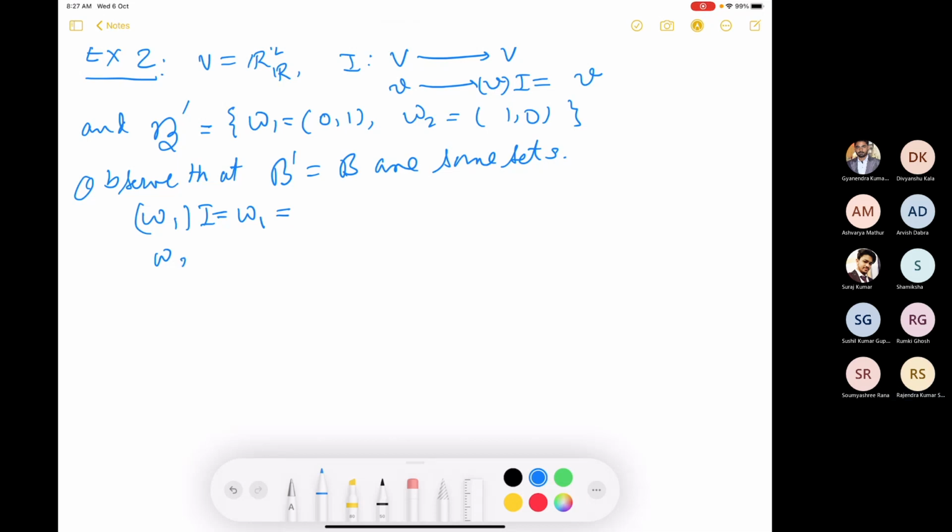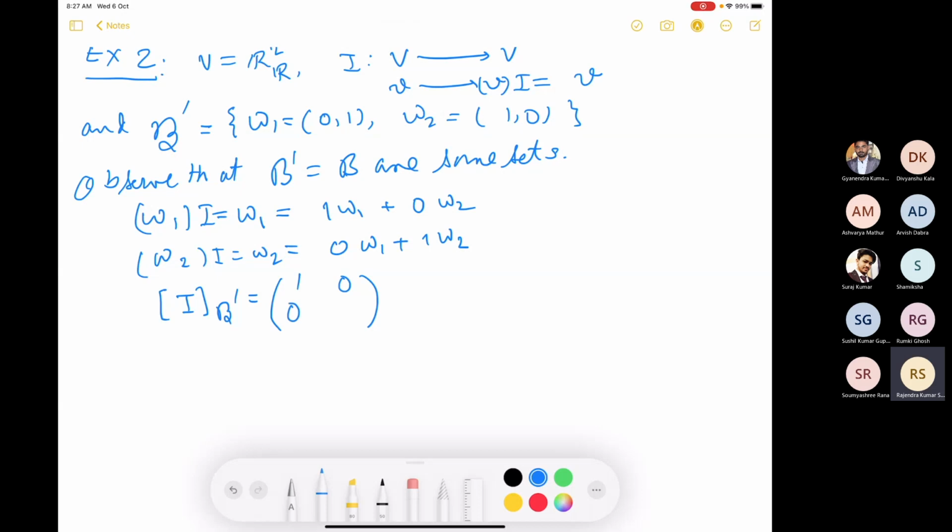So this is W2 I is W2. So 1 W1, 0 W2, 0 W1, 1 W2. So the matrix of this with respect to B prime is 1 0 0 1. If you look carefully, then W1 is V2.